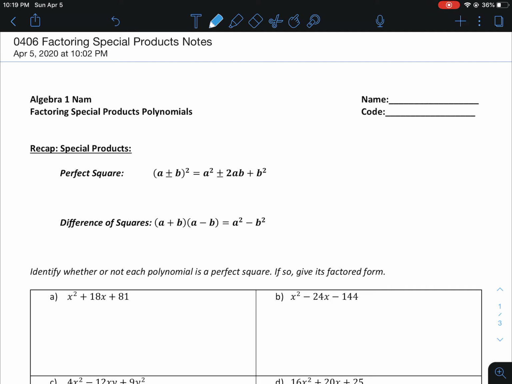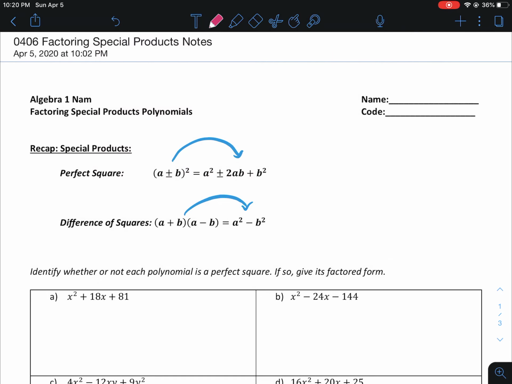Right, so last week we went this way. If I saw (a plus b) or (a minus b) squared, we could recognize that it falls into this pattern, a squared plus or minus 2ab plus b squared. And in the same way, if we saw this pattern, (a plus b) times (a minus b), we know it would result in a difference of squares, a squared minus b squared.